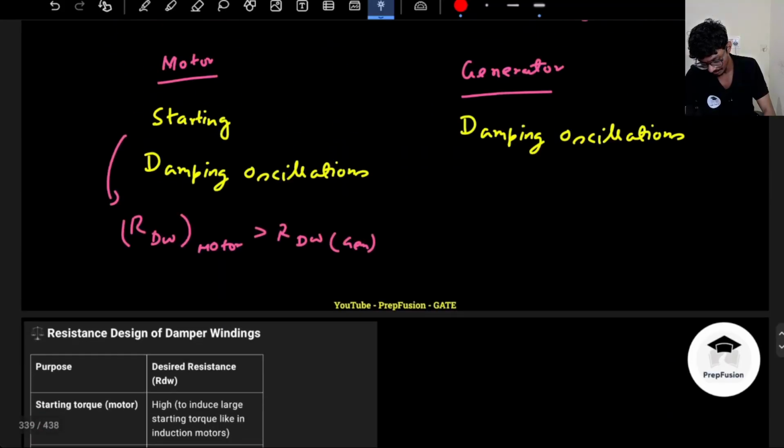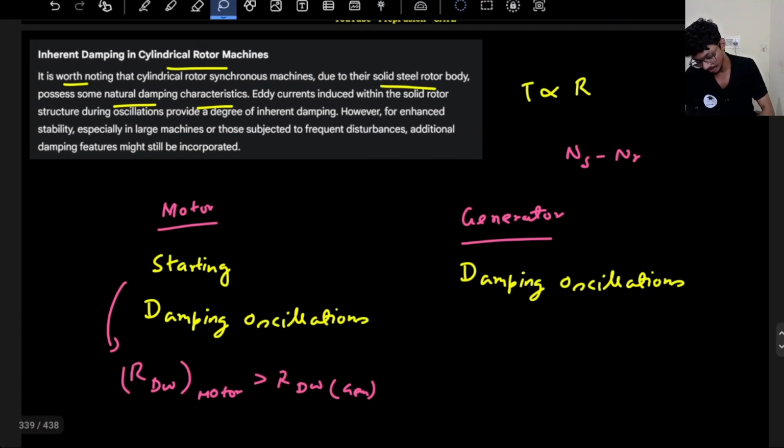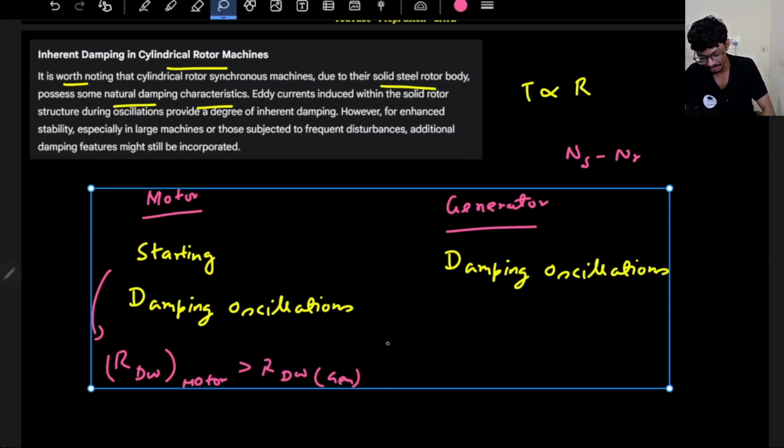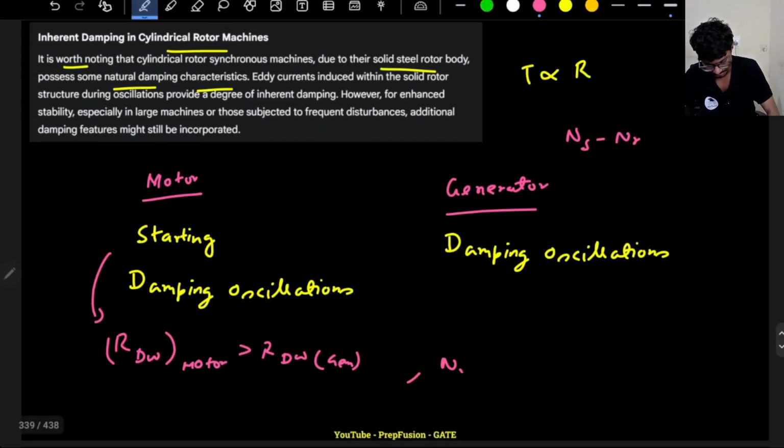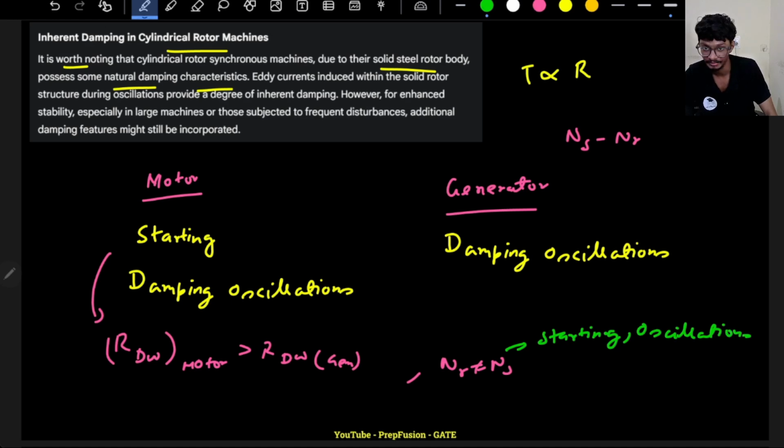One more point I want to mention here is that damper winding will only come into action if the speed Nr is not equal to Ns. If Nr is not equal to Ns, then only damper windings will come into action. So this is during either starting or oscillations. Okay, so during normal operation there will actually be no copper loss, remember it.